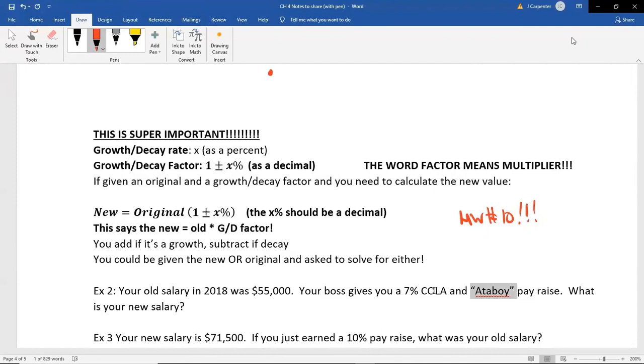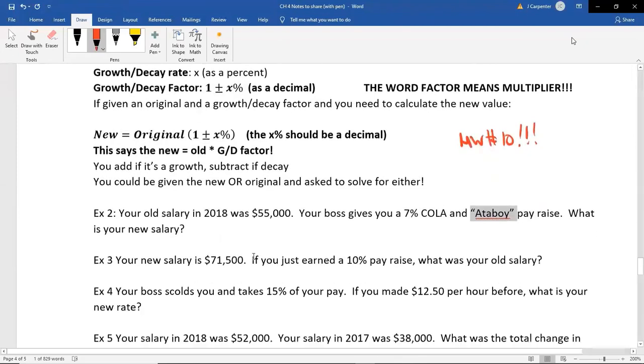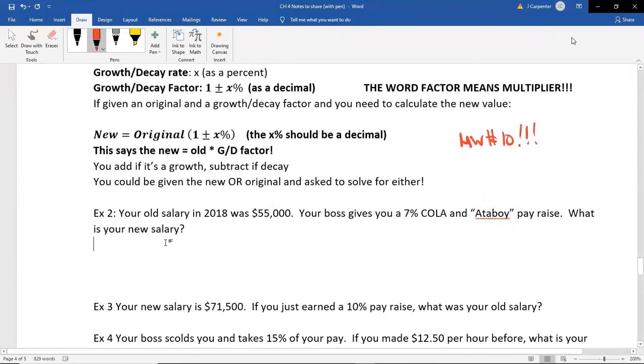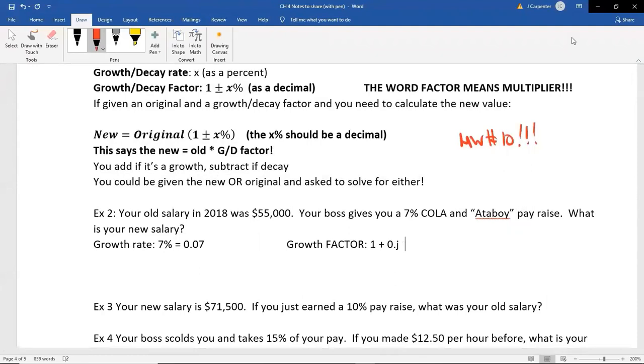So what we need to do is find what the growth factor is. We have the growth rate. The growth rate is the 7%, which as a decimal is 0.07. Meaning that the growth factor, remember, factor means this is what you multiply with, is just 1 plus the rate as a decimal. So 1 plus 0.07 is 1.07.